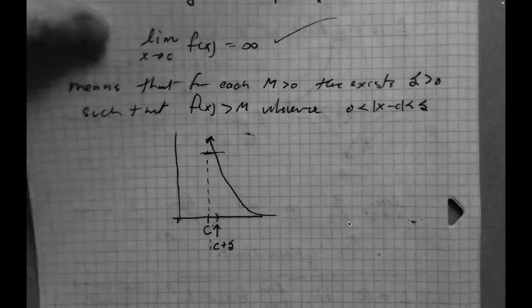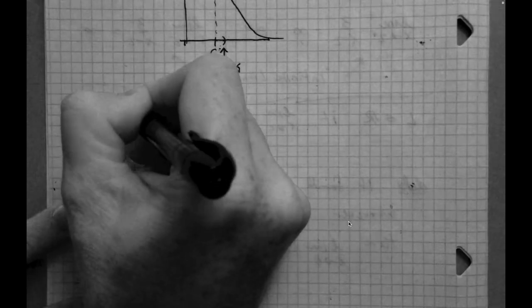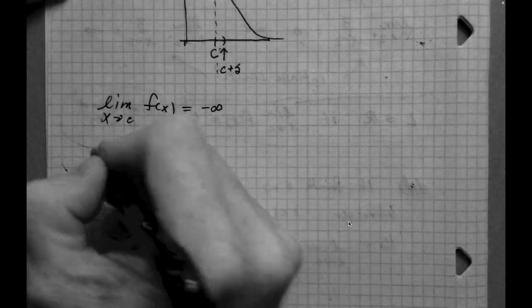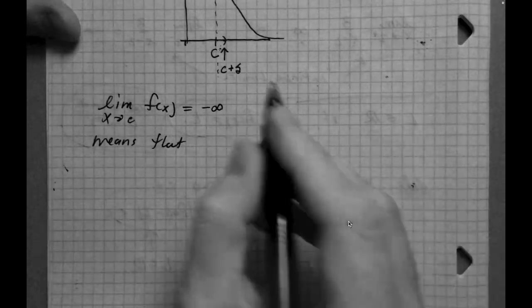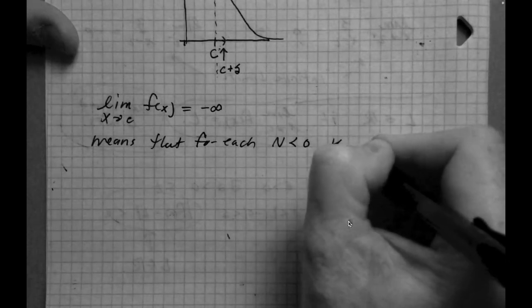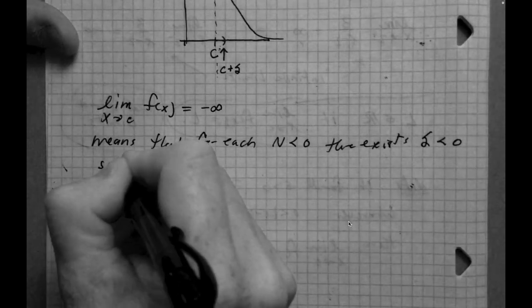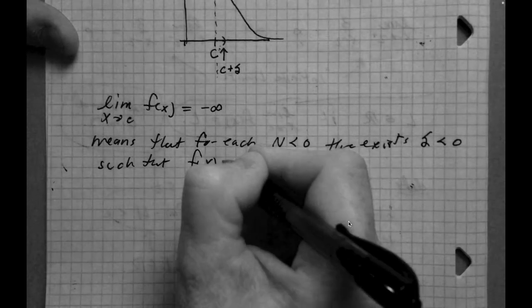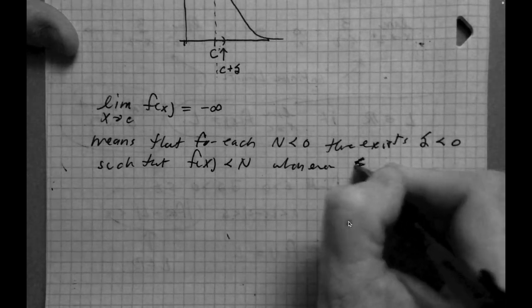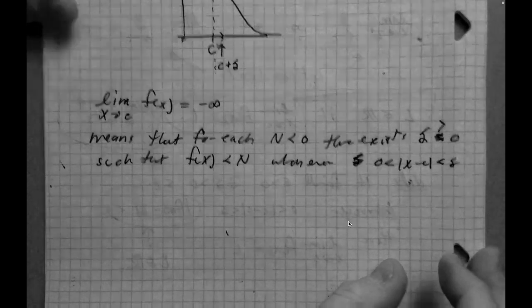Now, similarly, but kind of flipped, is the idea of the function having a limit at negative infinity. So if we say the limit as x approaches c of f of x equals negative infinity, well, what that means is that for each n less than 0, there exists a delta greater than 0 such that f of x is less than n whenever 0 is less than |x minus c|, which is less than delta. Oh, this should be delta greater than 0. Sorry about that. And so this would be the similar idea, right?